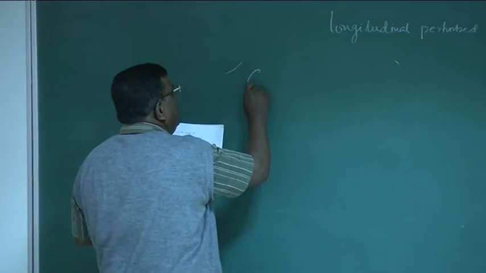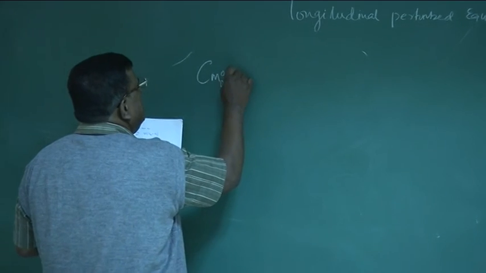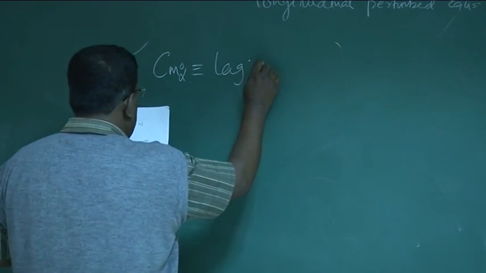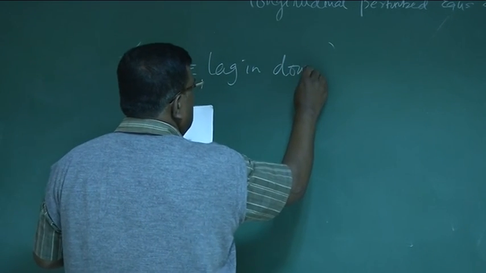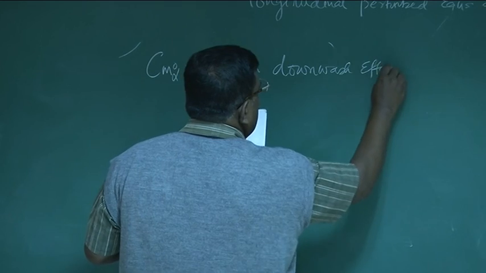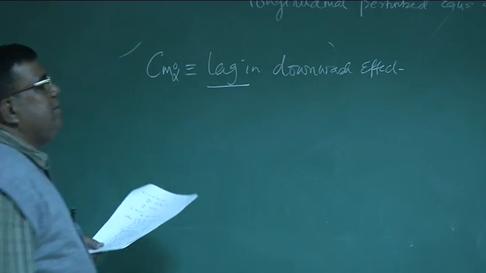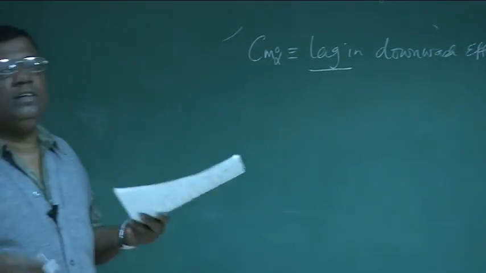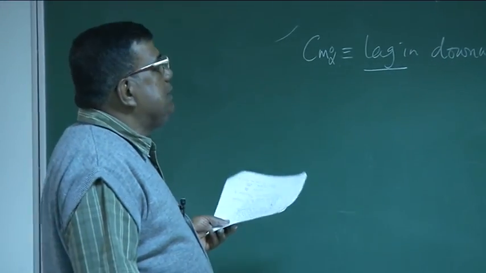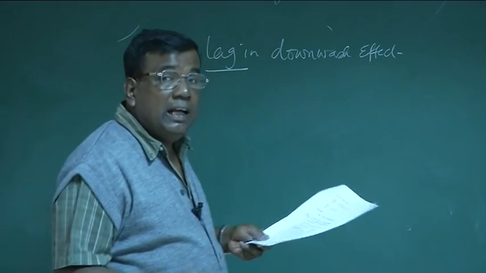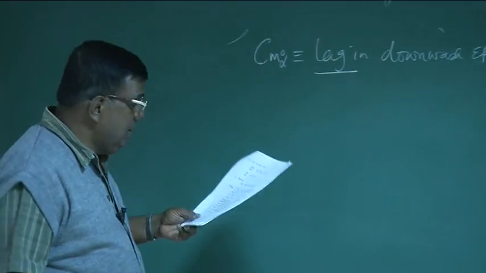So this Cm alpha dot is generally termed in textbooks as the lag in downwash effect. You understand what this is? Why is this lag there? Because at time t, when we are focusing at the wing, it takes time Lt by u1 to reach the tail to have the downwash. So there is a lag. Downwash is at lag. Okay.